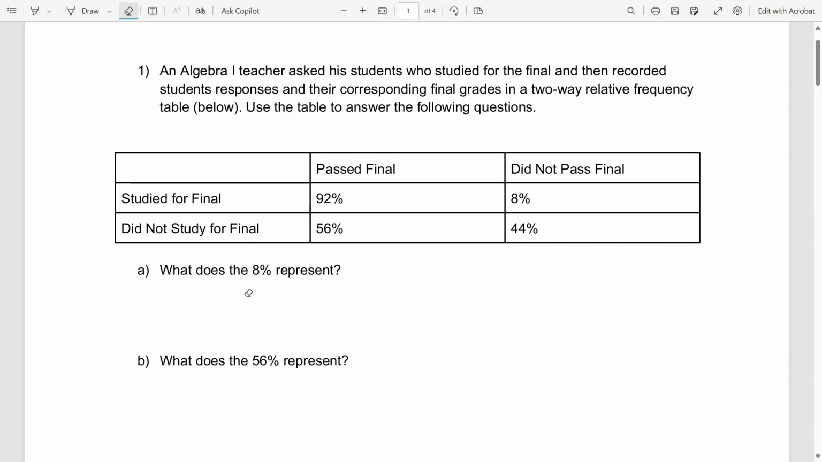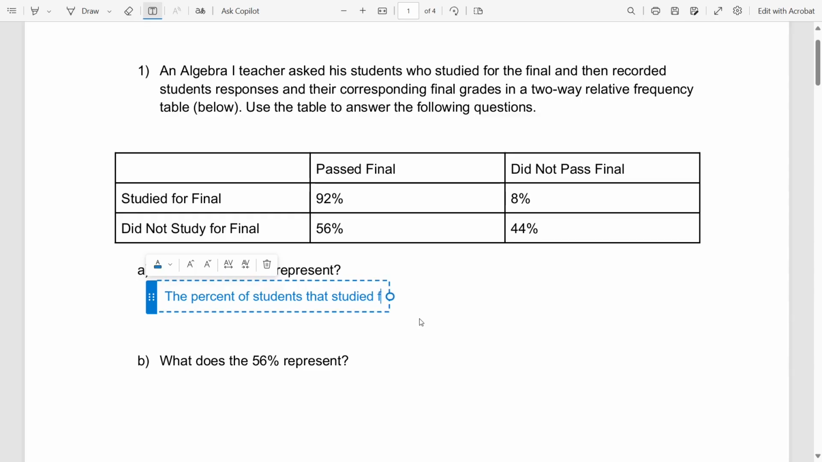So question 1, what does the 8% represent? Well, the 8% represents the percent of students that studied for the final but did not pass.